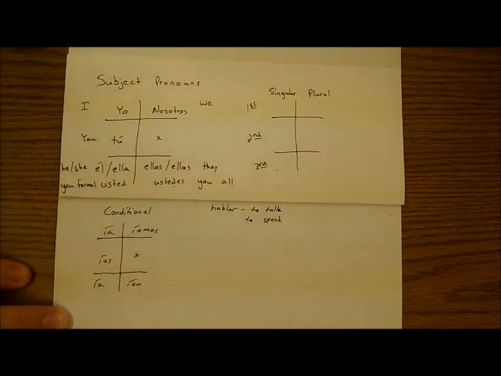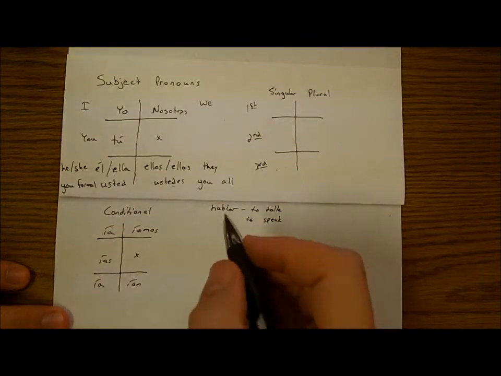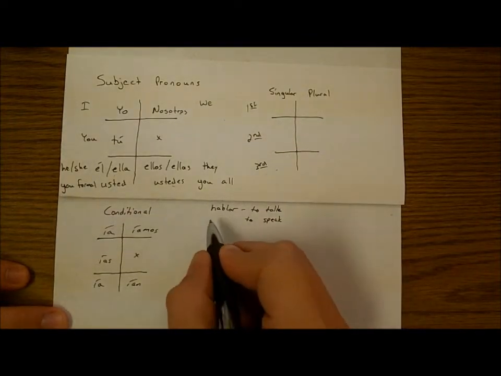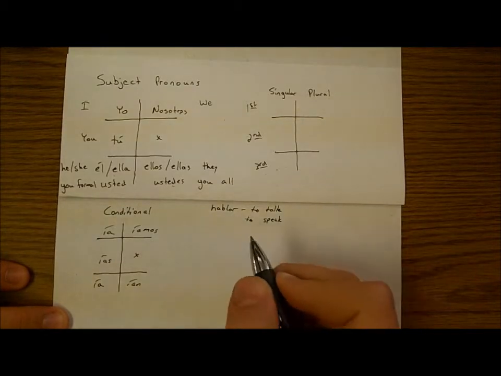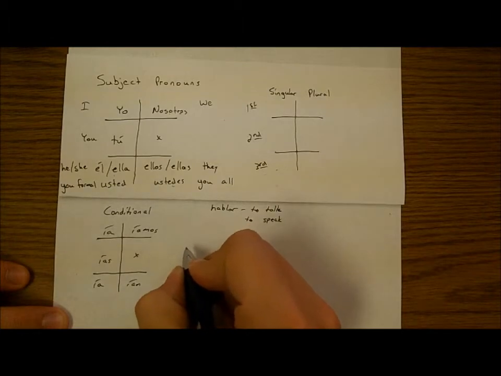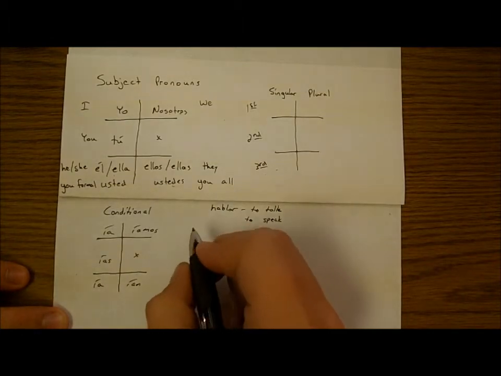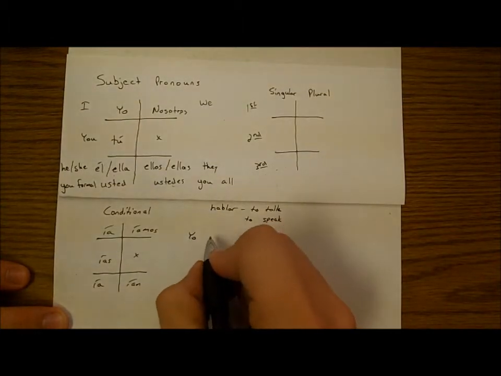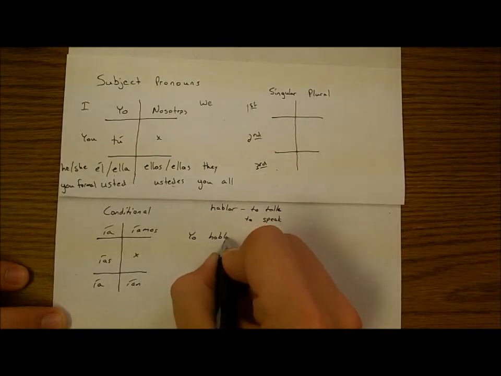So therefore, in previous verb conjugations, we usually always have to take off the AR, the ER, or the IR. However, in the conditional tense, this changes. We leave the AR, ER, and IR on to keep it an unconjugated verb and just add the endings after it. So, if we want to say I would talk or I would speak, we start off with yo and then hablaría.